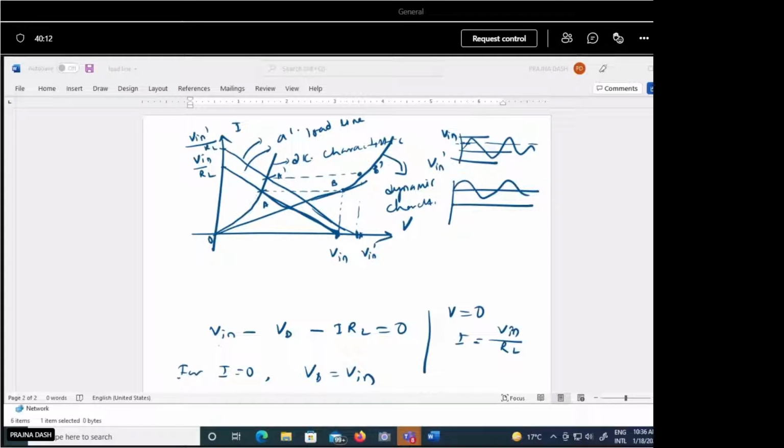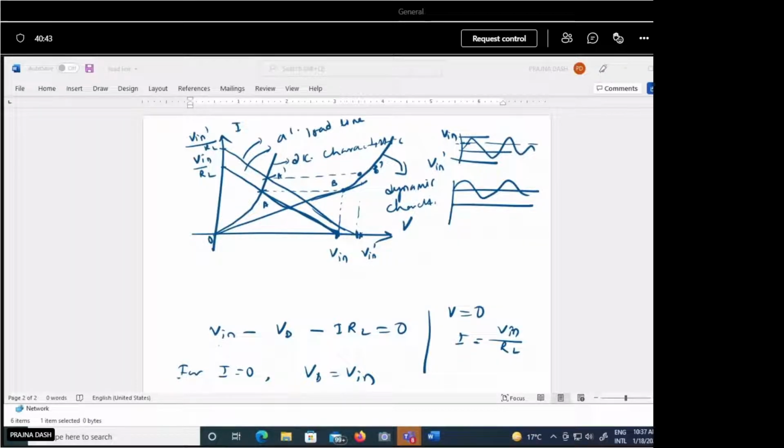From this operating point and with respect to this voltage, if you join the points and connect this line, this is also an exponential line with a different slope. This is the dynamic characteristics of this diode. So how the behavior of the diode changes when the AC voltage is applied is represented by the dynamic characteristics.